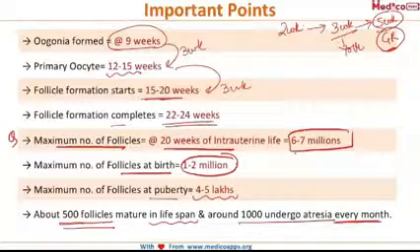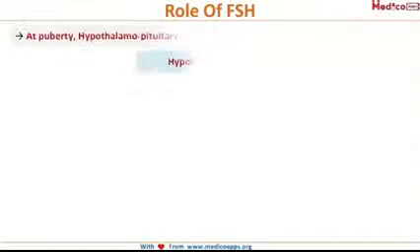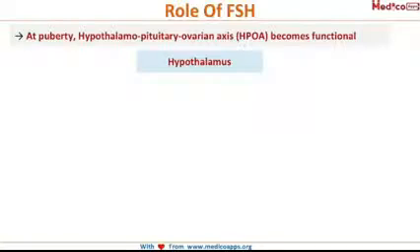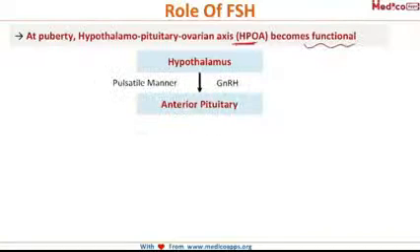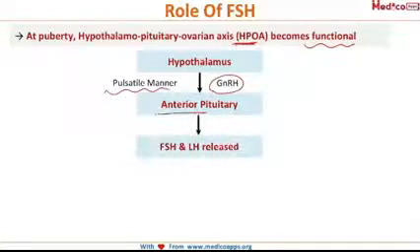Now having said this, let's move on to the hormonal interactions. And as I told you, at puberty the hypothalamo-pituitary ovarian axis, that is the HPO axis, becomes functional. And this hypothalamus releases gonadotropin releasing hormone in a pulsatile fashion. This acts on the anterior pituitary, from where the FSH and LH are released. And the target organs of this FSH and LH are the ovaries, the gonads.